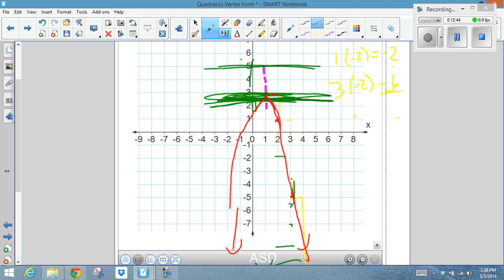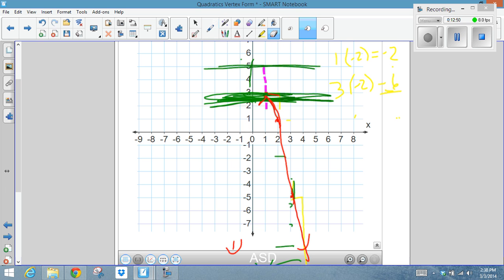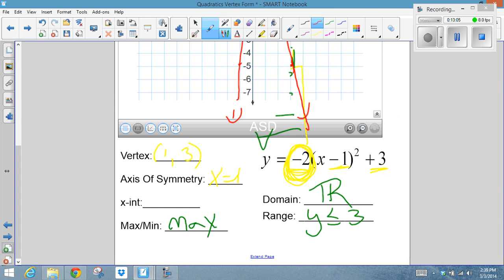And then I would expect the other one to be, oops, I drew that too wide, didn't I? Get my points in here. Over 1 down 2, over 1 down 6. 1, 2, 3, 4, 5, 6. There we go. And that looks like about 2.5. So I'm going to guess here that my intercepts are at negative 0.25 and positive 2.25.